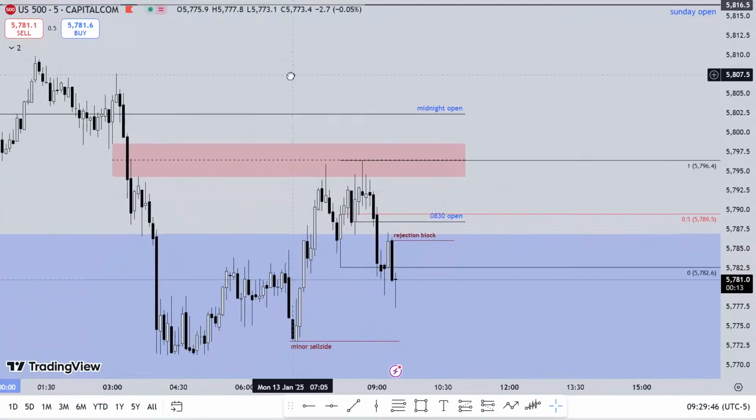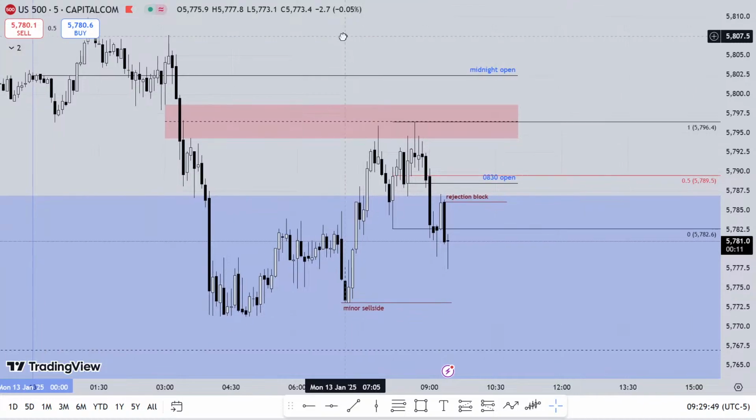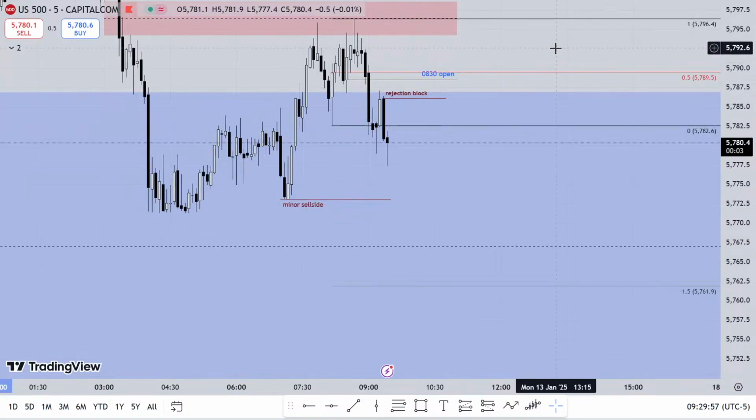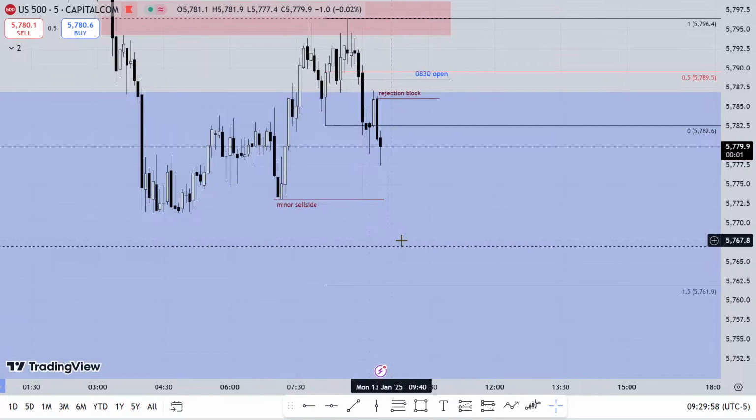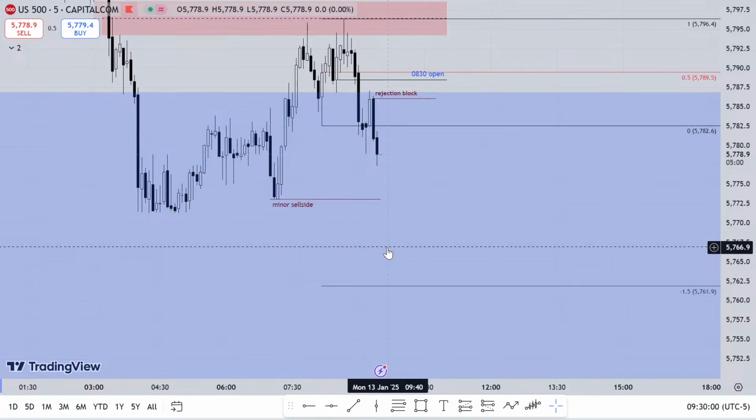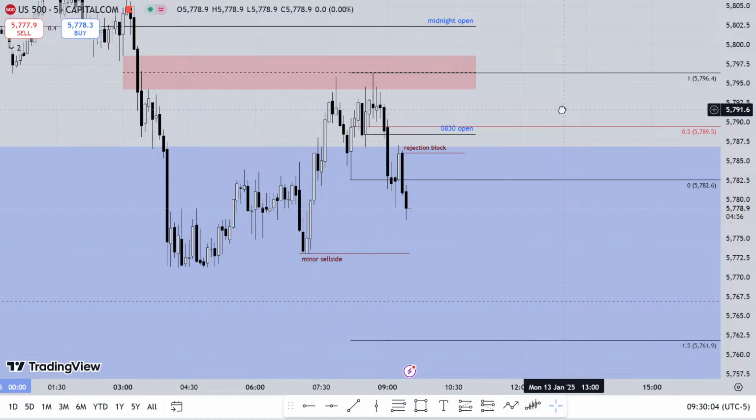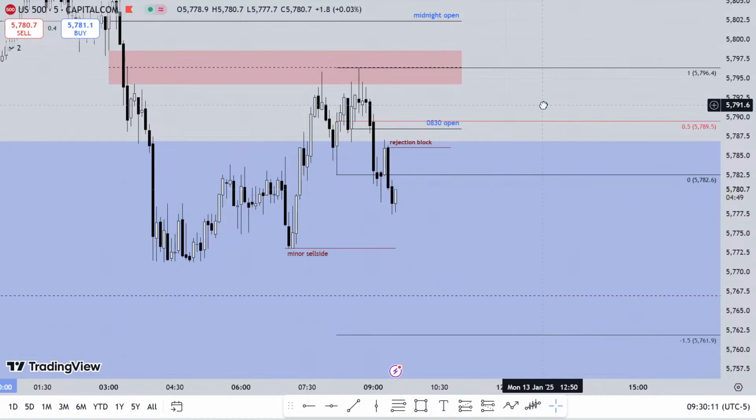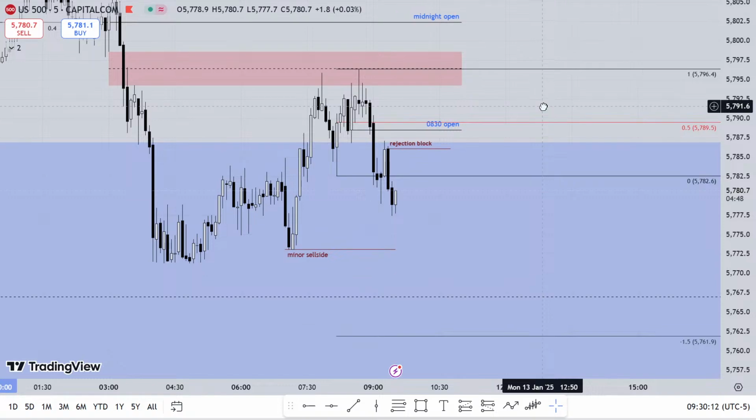But I'm not seeking higher prices short term because of this indication here and the higher time frame liquidity, which we have this midpoint here. But let's see how that plays out. Let's take a quick look at the Nasdaq.